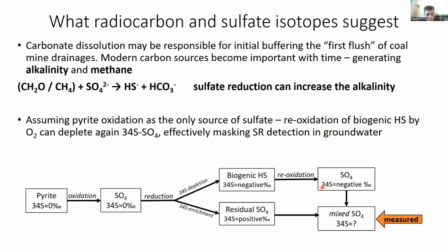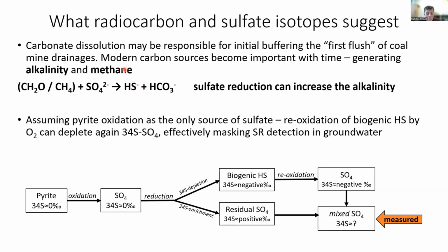So finally, to summarize the important points, we've seen that for our investigated sites, a modern carbon source could be an important source of alkalinity. And we propose that sulfate reduction may enhance the alkalinity of the mine water, as this could result in a net alkalinity if the hydrogen sulfide, the product of this reaction, does not get oxidized back to sulfate. This is the same, or something like the same process that happens, for example, in anaerobic treatment systems.